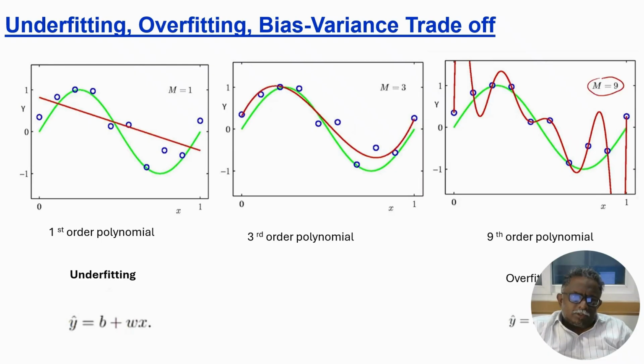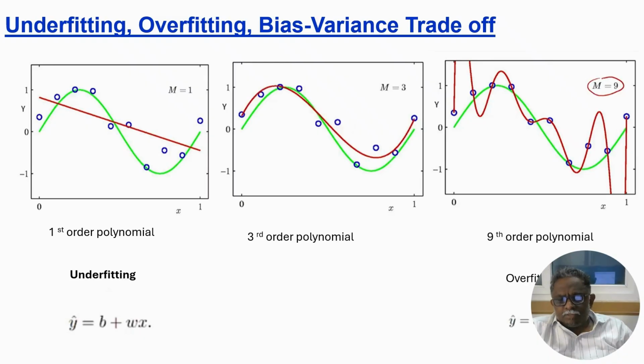When you look at the first order polynomial graph, the data points are scattered in nonlinear structures. The green one is the function. When we predict using the first order polynomial, that gives a straight line. And when we increase from the first order polynomial to, say, the third order polynomial, it tries to capture most of the data points and generalize the things.